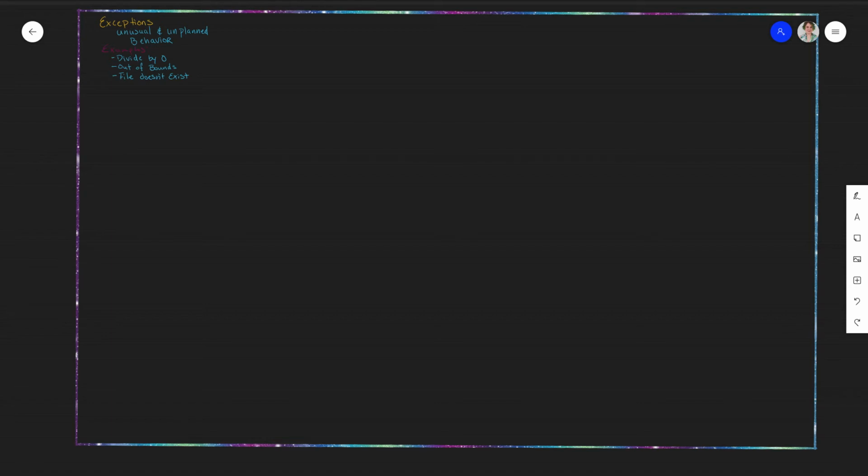So there's some important terminology we need here. The first piece of important terminology that we need is the word throw. We want to talk about throwing. So throwing in a program means to throw an exception.